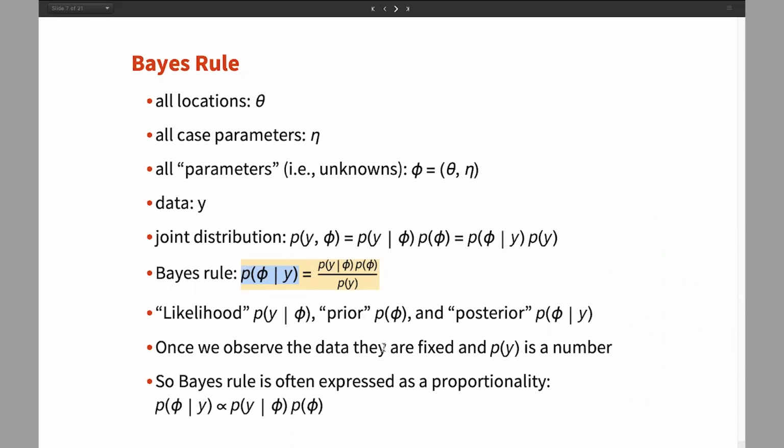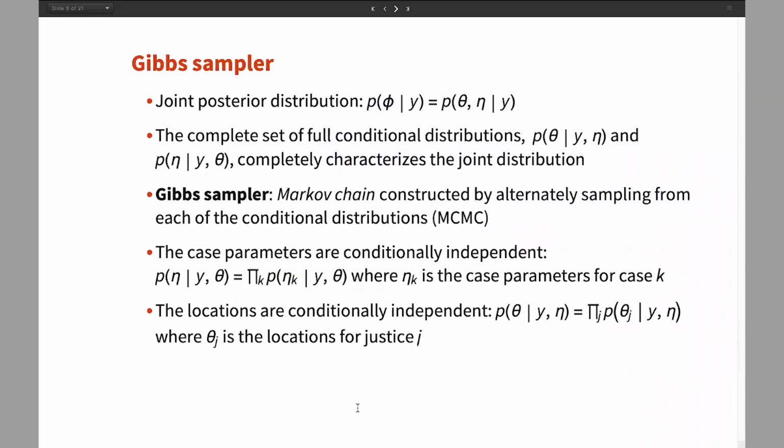And as I say down here, once we observe the data, they are fixed, and the thing in the denominator, P of y, is just a number. Sometimes it's an important number, but for our purposes, it's not. And so Bayes' rule is often written as this proportionality, where you just say, I need the likelihood, I need the prior, and I can make progress.